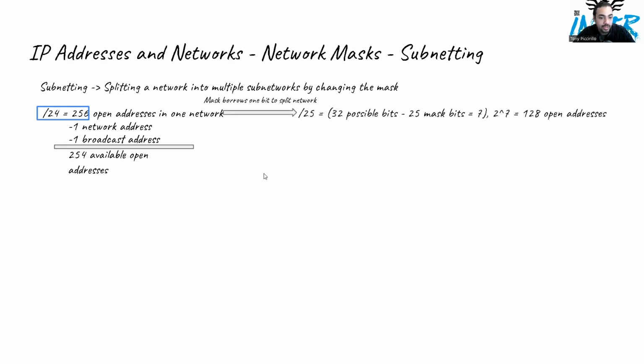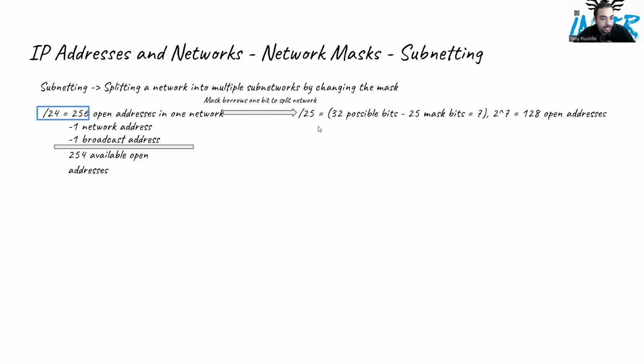Now let's see what happens if we add one more bit to the subnet mask, which means that we're essentially borrowing one bit from the host portion of the network IP address and adding it to the network portion, right? So we're taking it from the host portion and giving it to the network. With the mask notation, we can use this shortcut to find the open and available IP addresses.